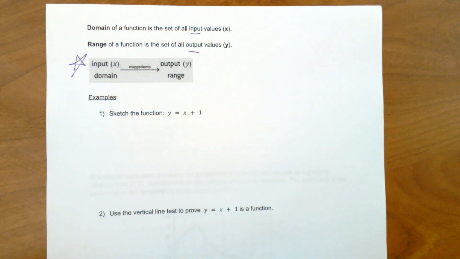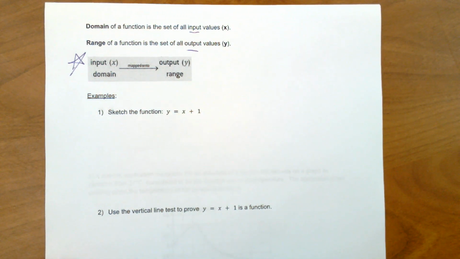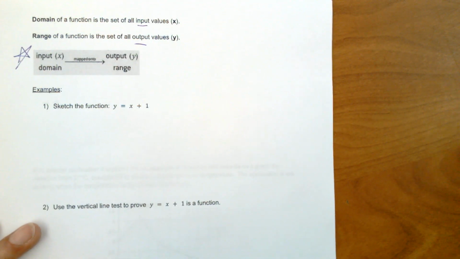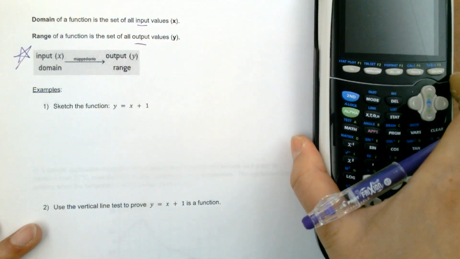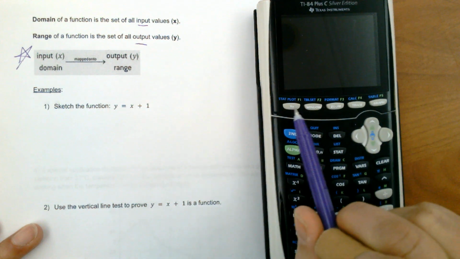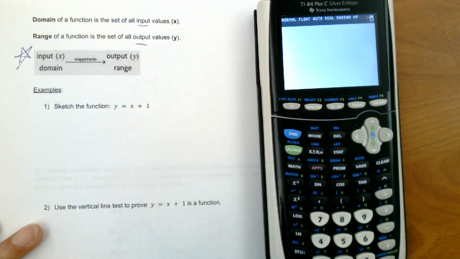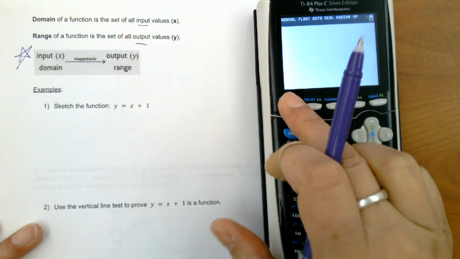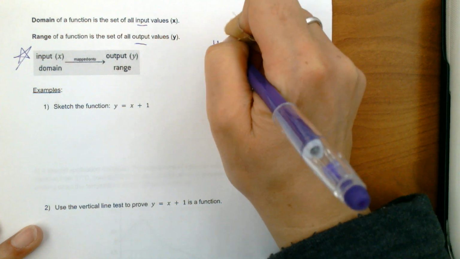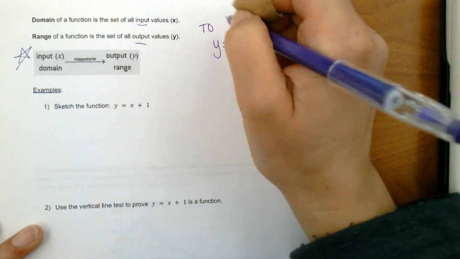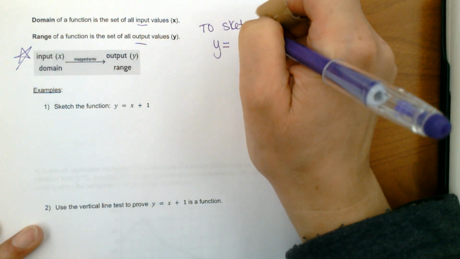Let's see how we can use these examples. Number one is sketch the function y equals x plus 1. What I'm going to have you do here is take out your graphing calculator. When you take out your graphing calculator, I want you to notice this Y= button. When you turn it on, I'm going to clear this out. I want you to press that Y= button. I'm going to write the directions up here. Y equals, to sketch.